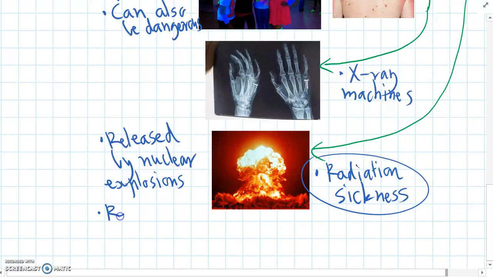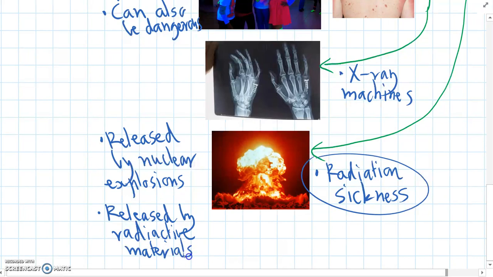It's also released by radioactive materials in general. Which is why at nuclear power plants, it's really important that people wear protective clothing so they're not exposed to any of the gamma radiation.